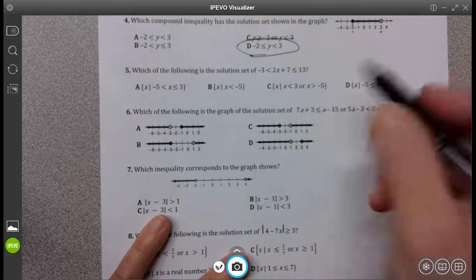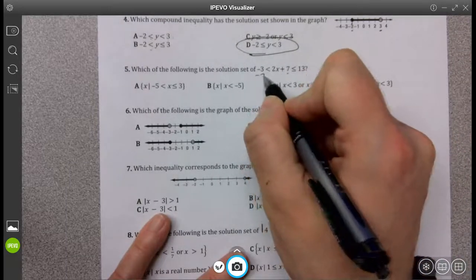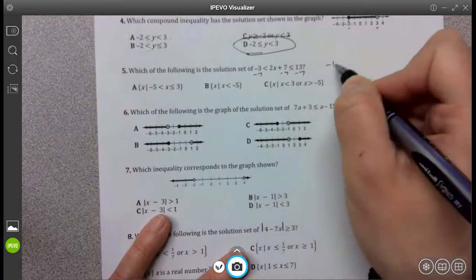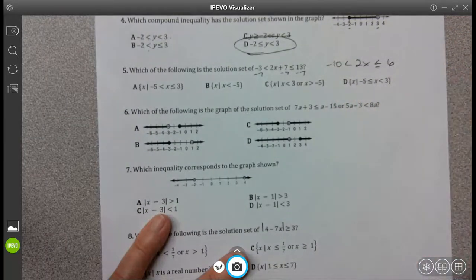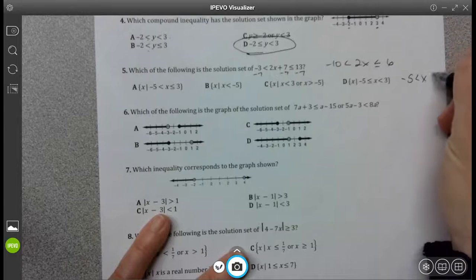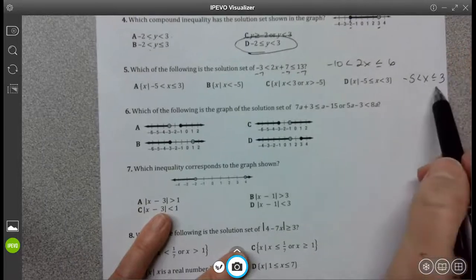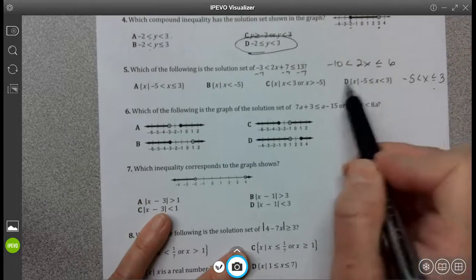Which of the following is a solution set of negative 3 is less than 2x plus 7 is less than 13? We're going to subtract 7 from both sides, all sides, I should say. Negative 10 is less than 2x is less than or equal to 6. Divide everything by 2. That should be your answer. Be careful of the equals.